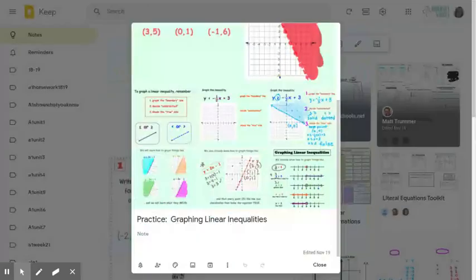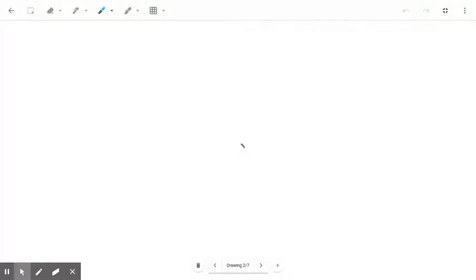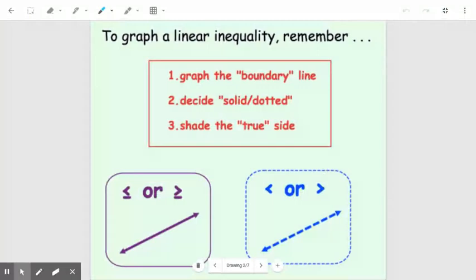All right, so here we go. In order to graph a linear inequality, we need to remember there are 3 steps. The first one is graph the boundary line. Second, decide if it's solid or dotted. And the third is to shade the true side.